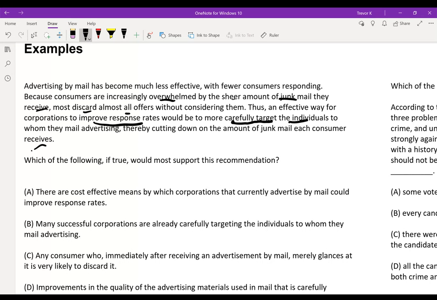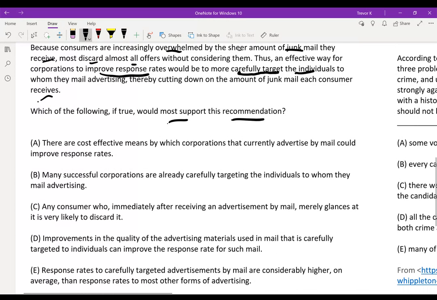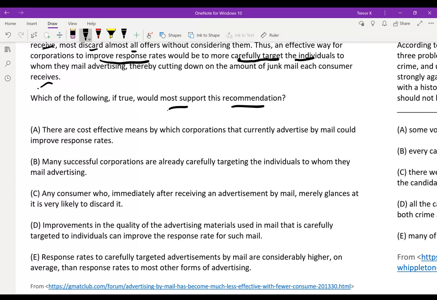So if I look down at my question, which of the following, if true, would most support this recommendation? So I want to support this. I want to say carefully targeting works. This could very easily be a weaken question, in which case I want to point out that carefully targeting might not work. It's really two sides of the same coin. All right. So which of the following, if true, would most support this recommendation?